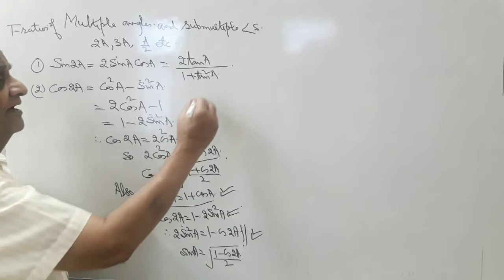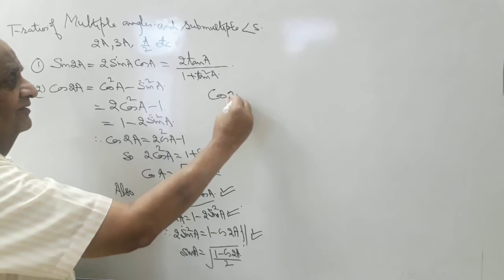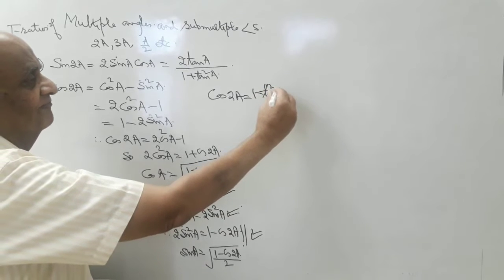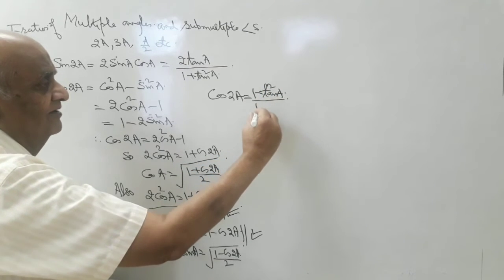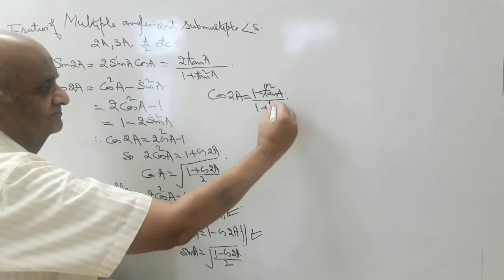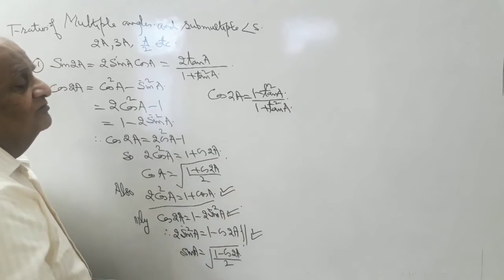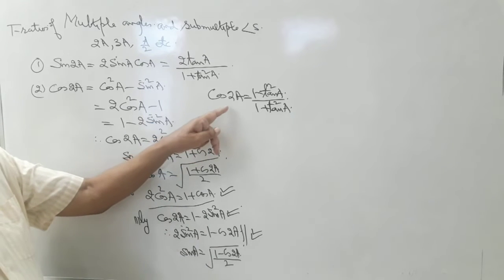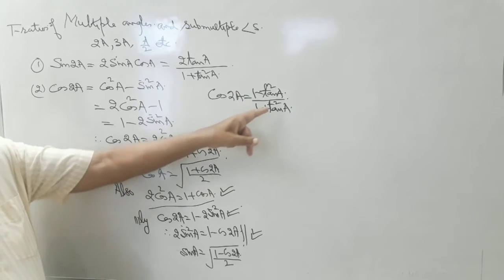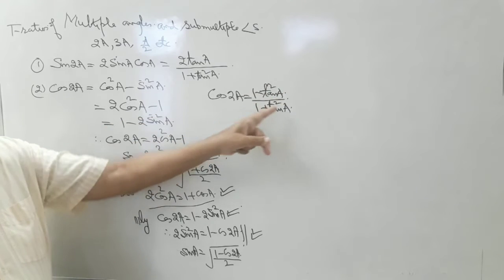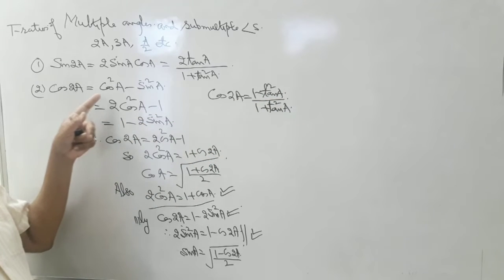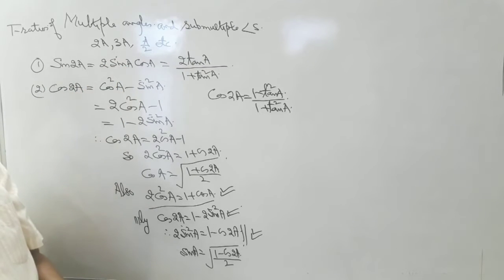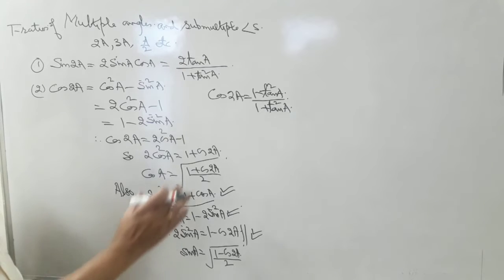Also, we have cos 2A equal to 1 minus tan square A over 1 plus tan square A. That is cos in terms of tangents. But you must notice that when we apply cos 2A, the angle is half here. If it is 2A, it becomes A. It is cos 2A means A here. Sin 2A, angle is again half: 2 sin A cos A.